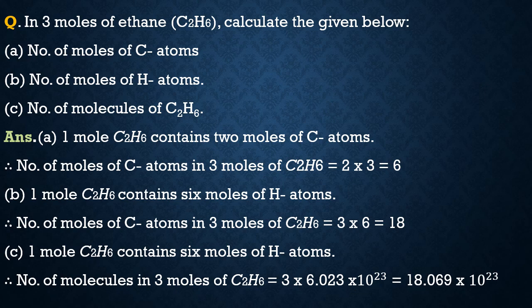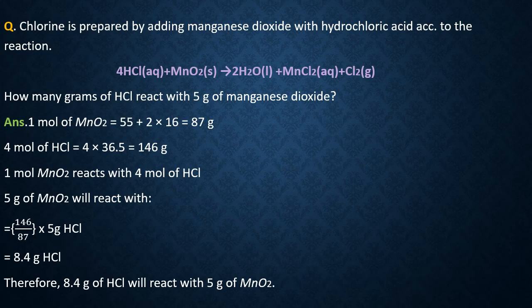Next stoichiometric numerical. Chlorine is prepared by adding manganese dioxide with hydrochloric acid according to the following equation: 4HCl plus MnO2 gives 2H2O, MnCl2 and chlorine. The question is, how many grams of HCl react with 5 gram of manganese dioxide? Let us calculate as per the stoichiometry how much is required. 4 moles of HCl means 4 into this, the gram molecular mass of HCl, equal to 146. So 4 HCl means it is 146 gram.